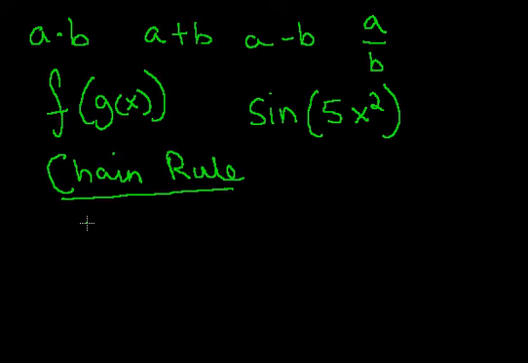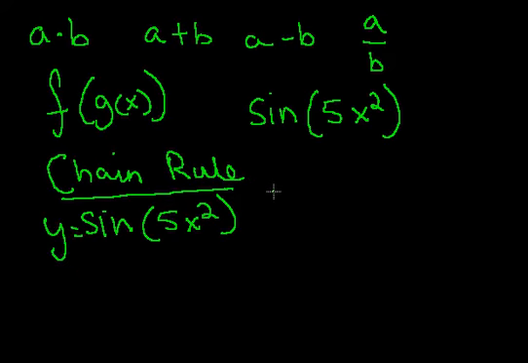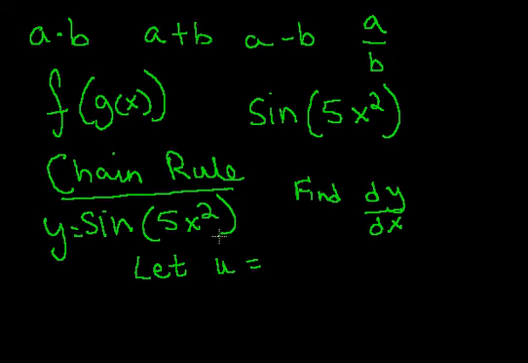So let's say we had y equals the sine of 5x squared, and we were told to find dy over dx. The first step of the chain rule is that we let u, or any variable, I'm going to call it u, equal the inner function, the g of x. So that's 5x squared. Then we can write y as y equals the sine of u.